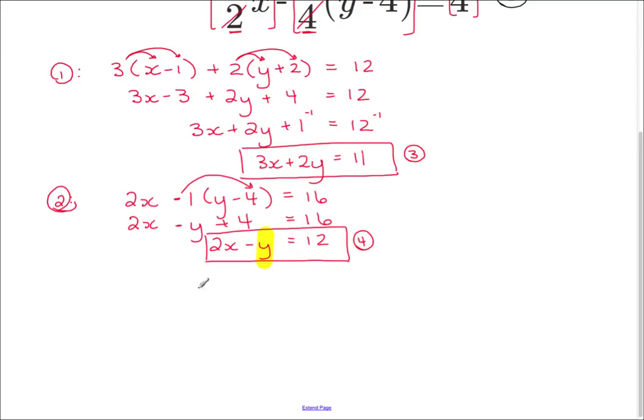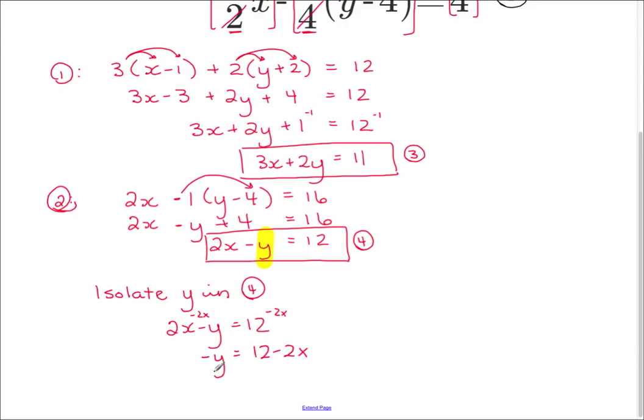I want to get that y completely by itself. So I'm going to say isolate. I'm just going to write down what I'm doing so you can look back at it. Isolate y in equation 4. So here's our equation 4. 2x minus y equals 12. And I'm going to subtract 2x on both sides. So when I subtract 2x on both sides, I get -y equals 12 minus 2x.